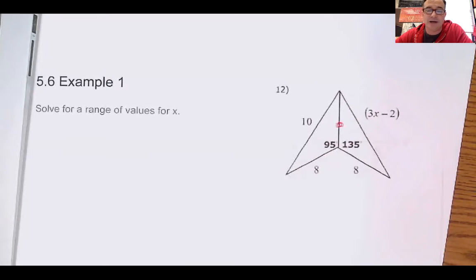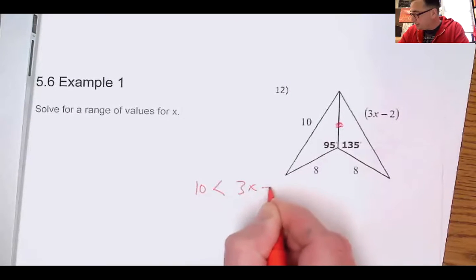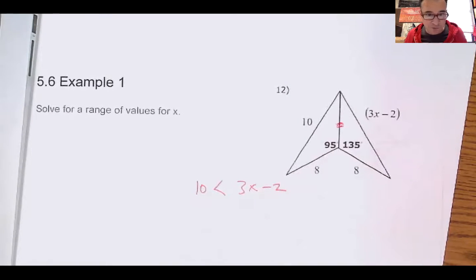Is 3x minus 2 bigger or is 10 bigger? 3x minus 2 is bigger. So here's what we're going to do. We're going to say that 10 has to be less than 3x minus 2. Everybody good so far?